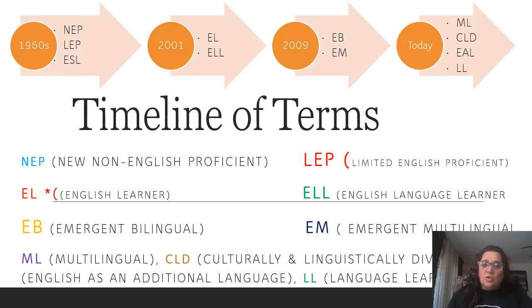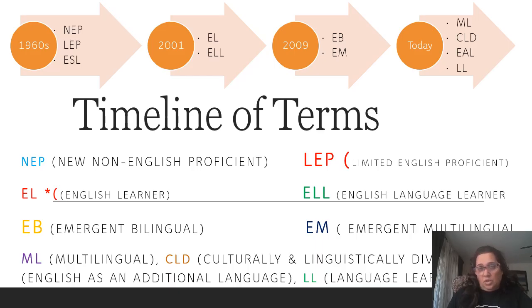Now, let's talk about the timeline of terms. In the 1960s, we used NEP, LEP, and ESL. NEP is new or non-English proficient. LEP, limited English proficient. ESL, English as a second language.